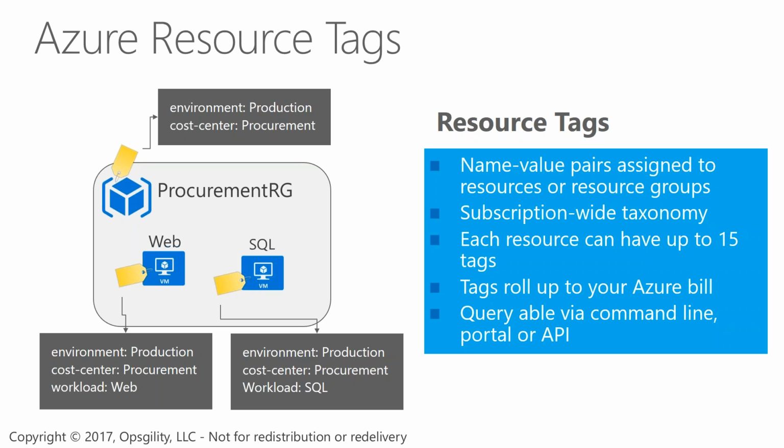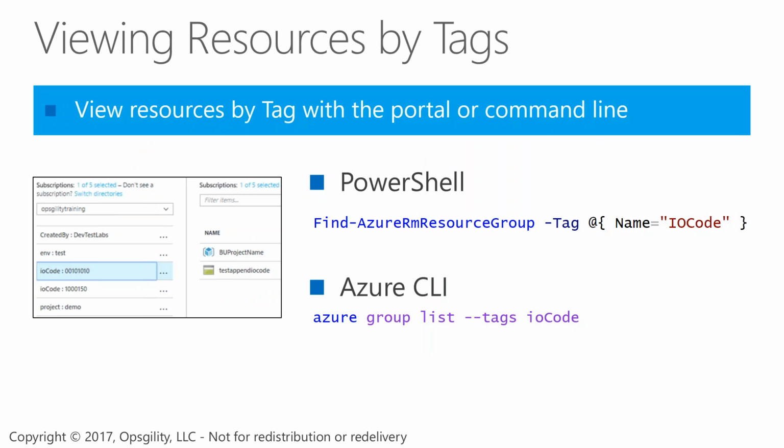Now within that resource group, you can see that I have a web server and a SQL server. Each of those resources also have 2 tags, environment production, cost center procurement, and actually they each have 3 tags, I'm sorry. The third one being workload, where the web server has web and the workload for the SQL server shows as SQL. So this just gives us additional ways to not only add more information to our resources, but also to organize resources. You see, I can actually search within the subscription by tag, and I will be able to quickly see the resources that have that tag applied.